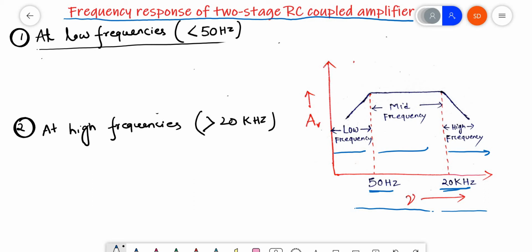What will happen when the frequency of the AC signal is less than 50 hertz? What will happen to the gain of the RC coupled amplifier? So we know that the reactance offered by a capacitor is Xc, where Xc is equal to 1 by 2 pi nu c.